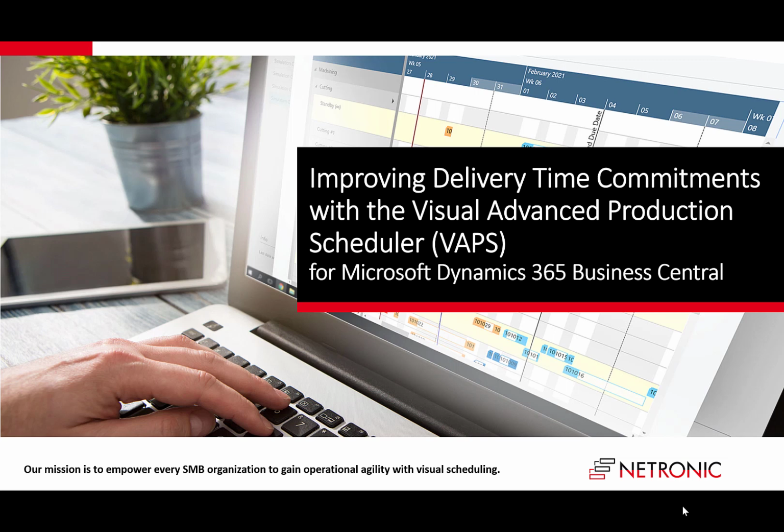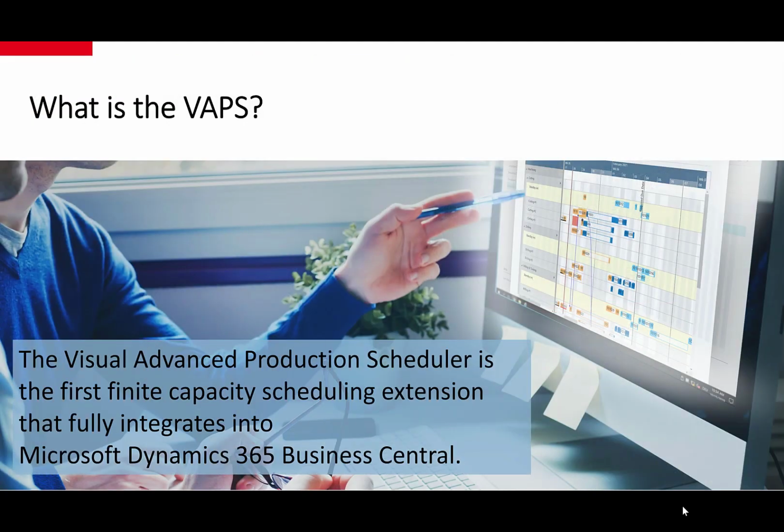In this short video, I'm going to show you how you can improve your delivery time commitments with the Visual Advanced Production Scheduler, VAPS, for Microsoft Dynamics 365 Business Central. The VAPS is the first finite capacity scheduling extension that fully integrates into Microsoft Dynamics 365 Business Central, and it helps you with both a visual and yet a powerful automatic finite capacity scheduling.